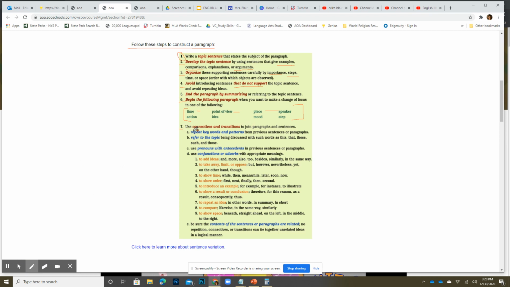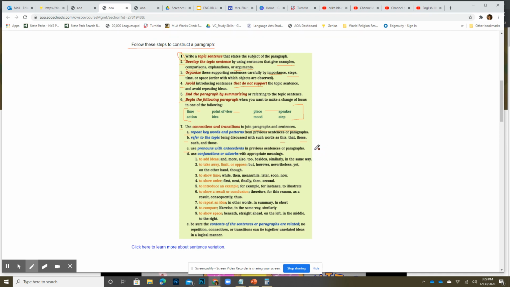Okay, you can also use some connectives and transitions to join paragraphs and sentences. So it can be one paragraph to another, or within the same paragraph, you can be using transitions and connectives. One way to do that is to repeat keywords or patterns from previous sentences. Another way is to refer back to the topic being discussed, with words such as this or these. You want to make sure you're using pronouns with antecedents in previous sentences and paragraphs.